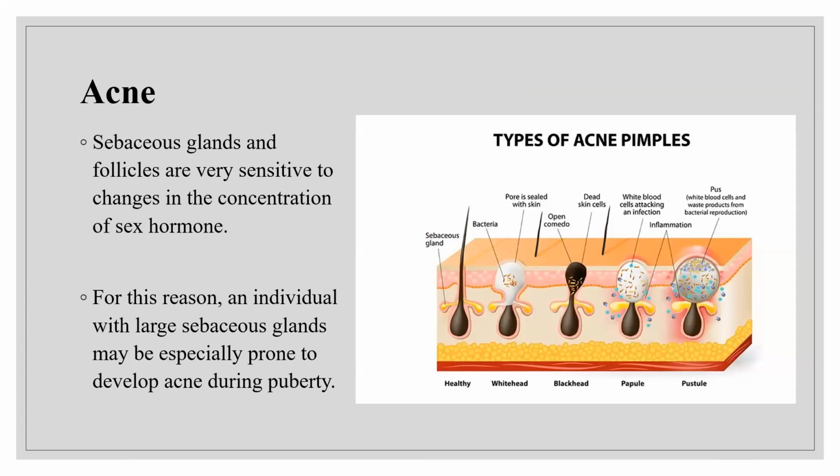And now we go to acne. Sebaceous glands and follicles are very sensitive to changes in the concentration of sex hormones. For this reason, an individual with large sebaceous glands may be especially prone to developing acne during puberty. So some of you might have large sebaceous glands, and some of you have normal size sebaceous glands. That's why the incidence of acne is different among each other.